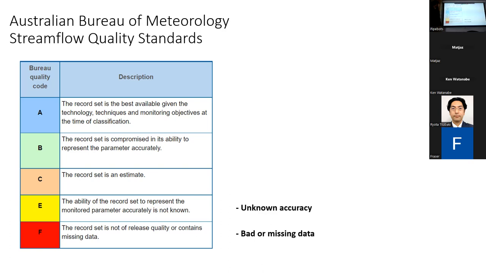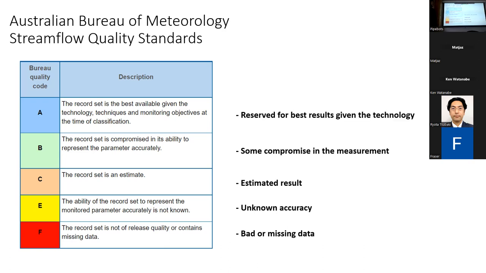The one up from that is you have some data, but you don't know about the accuracy of that data. And if you go up from there, you have a kind of estimated result. So you don't necessarily have a direct measurement, but you have an estimate of that measurement. And up from there is some compromise in the measurement is kind of known, but you've still got a measurement there. And up from there is a kind of reserve for the best results given the technology, and that's the wording they use.